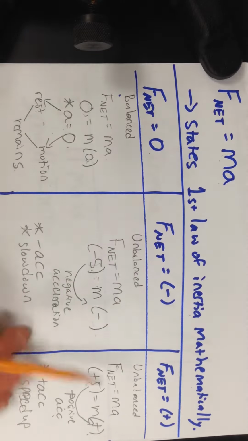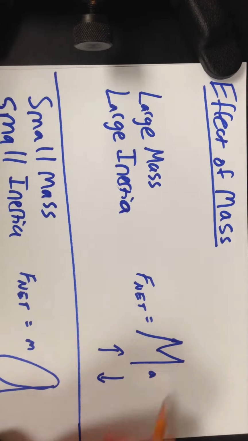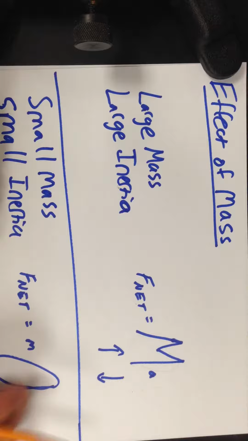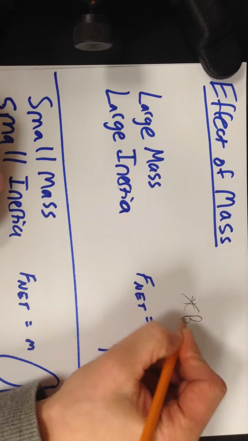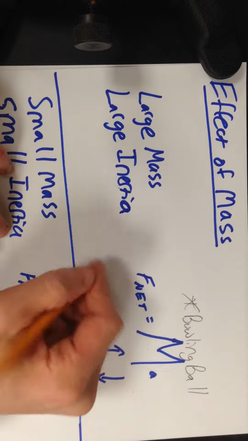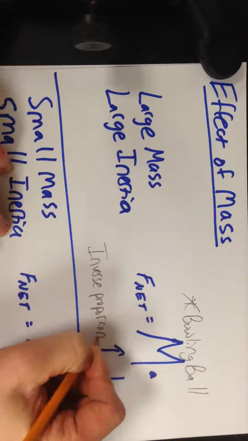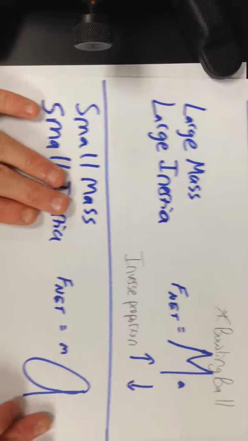Let's talk about mass, the effect of mass in this equation for Newton's second law. A large mass means a large inertia. So in our equation, if you have a large mass, the larger this mass gets, the smaller the acceleration you get. So think here of the bowling ball. Large mass was difficult to change its velocity. This is called an inverse proportion. When mass goes up, acceleration goes down.